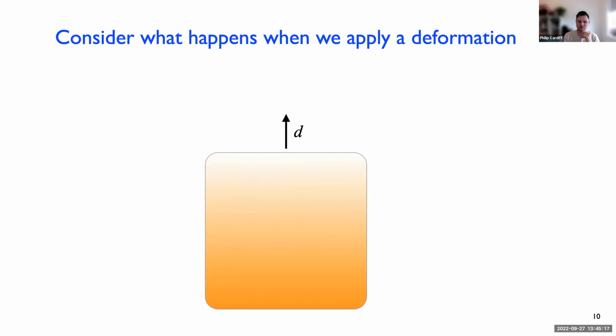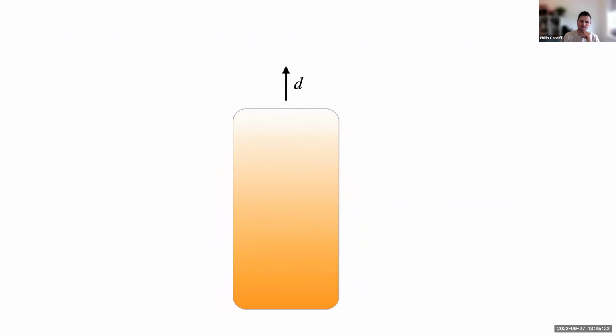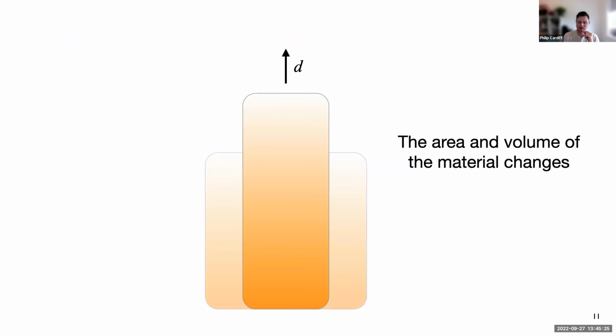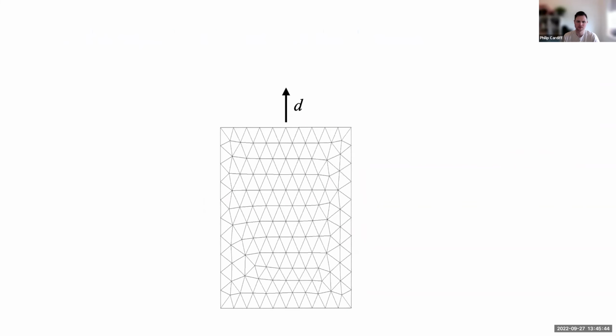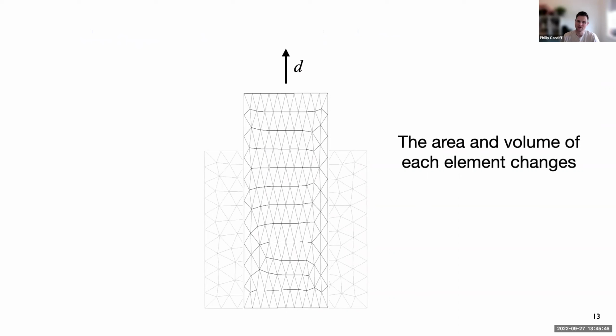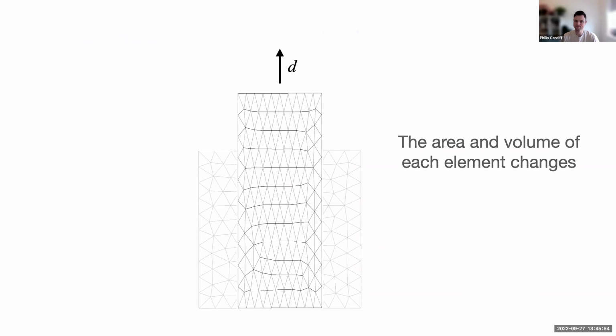Let's imagine we have a block, fixed at the bottom, and we apply a non-zero displacement to the top. As we pull it, materials with positive Poisson ratios will contract, so the area and volume of the material will change in general. Similarly, if we do that to an actual discretized finite element mesh, each individual volume or area is changing, and the normals of the edges will be changing as well.